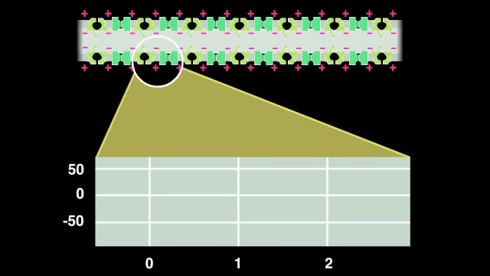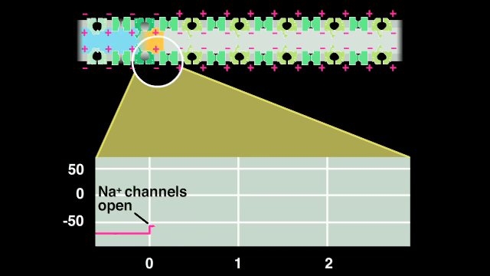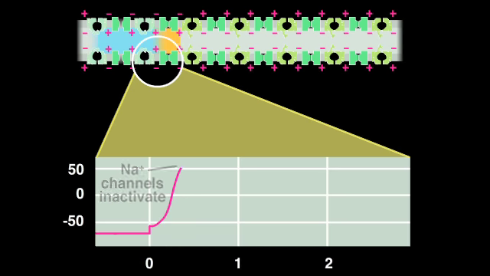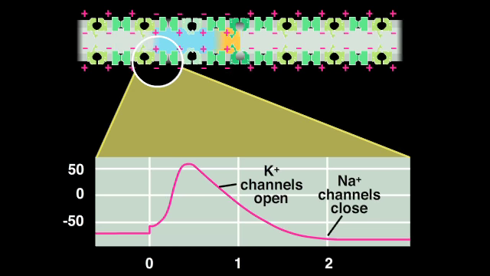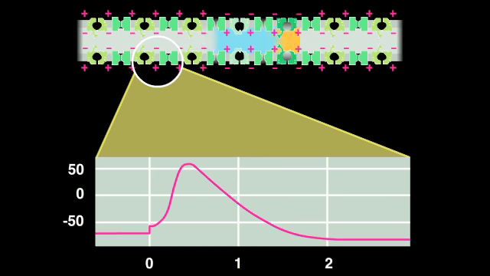As a depolarizing stimulus, represented in orange, reaches our section of the membrane, sodium channels open first, and current flows into the axon. This in turn depolarizes adjacent sections of the membrane, represented in blue, causing adjacent sodium channels to open, and the action potential is thus propagated along the axon. Sodium channel inactivation and the delayed opening of potassium channels prevents the depolarization from spreading backward along the axon.